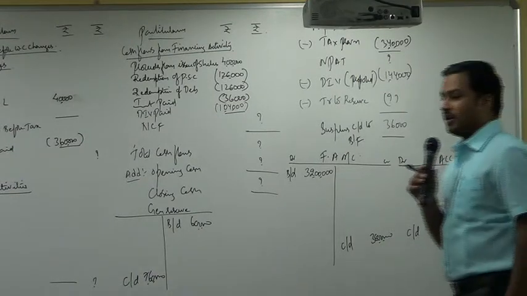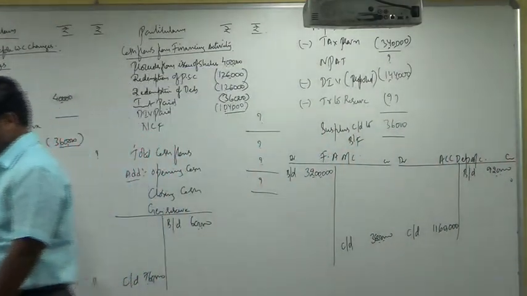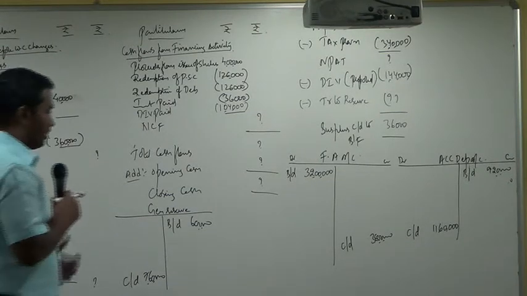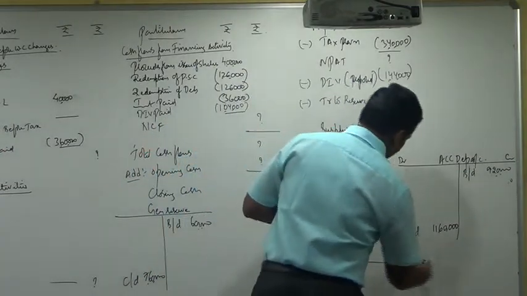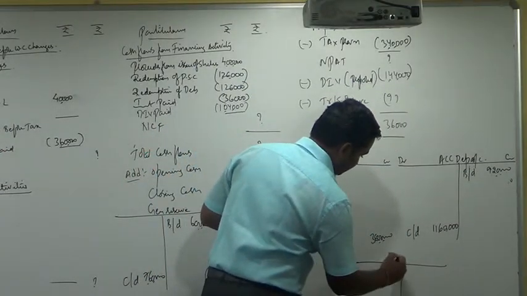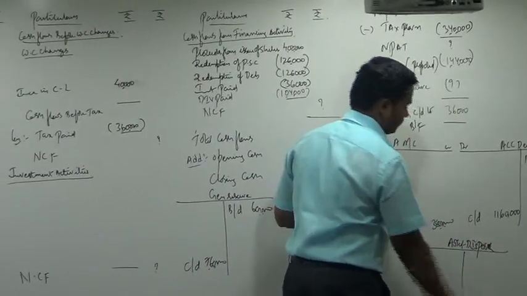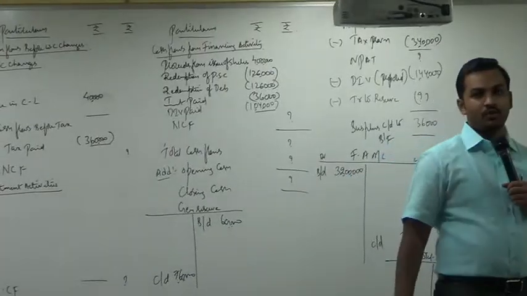Now read additional information relating to these two accounts. What does the problem say? The company sold one of the fixed asset for rupees 1 lakh, the cost of which was rupees 2 lakh, and the depreciation provided on it was rupees 80,000. You are given sale price, you are given cost price, you are given accumulated depreciation. Prepare asset disposal account.